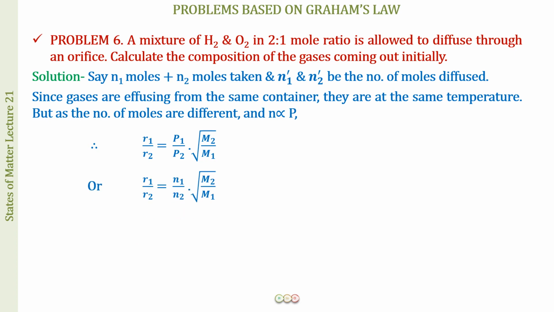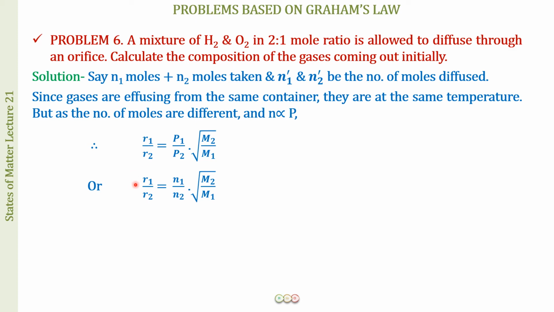So what we can write is that P1 by P2, as this is going to be proportional to the number of moles, so we can replace it by N1 by N2. So R1 by R2 is equal to N1 by N2, which was the initial number of moles of the gas we had taken in the container, into under root of M2 by M1.